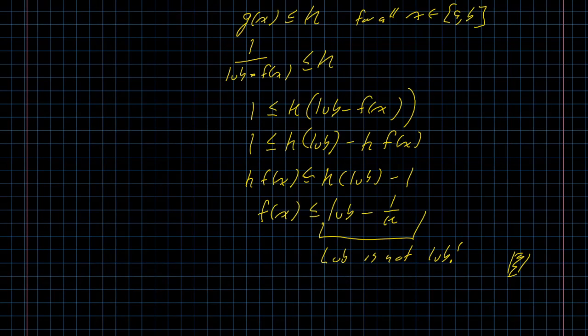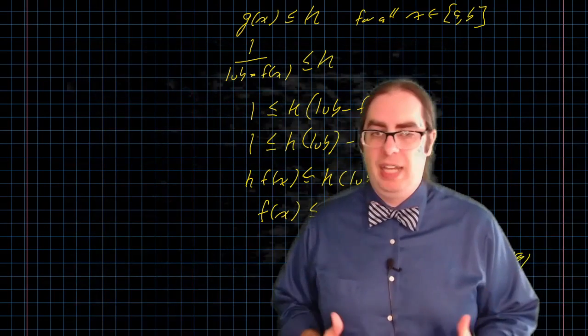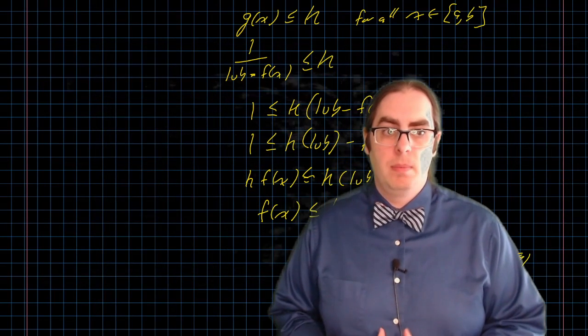We found a smaller upper bound than the least upper bound, which means that our least upper bound is not the least upper bound, which means that we made an assumption that must have been wrong. And the only assumption we made was that the function, or that the least upper bound didn't occur in the function. And so that's how we know that the maximum value must actually occur.